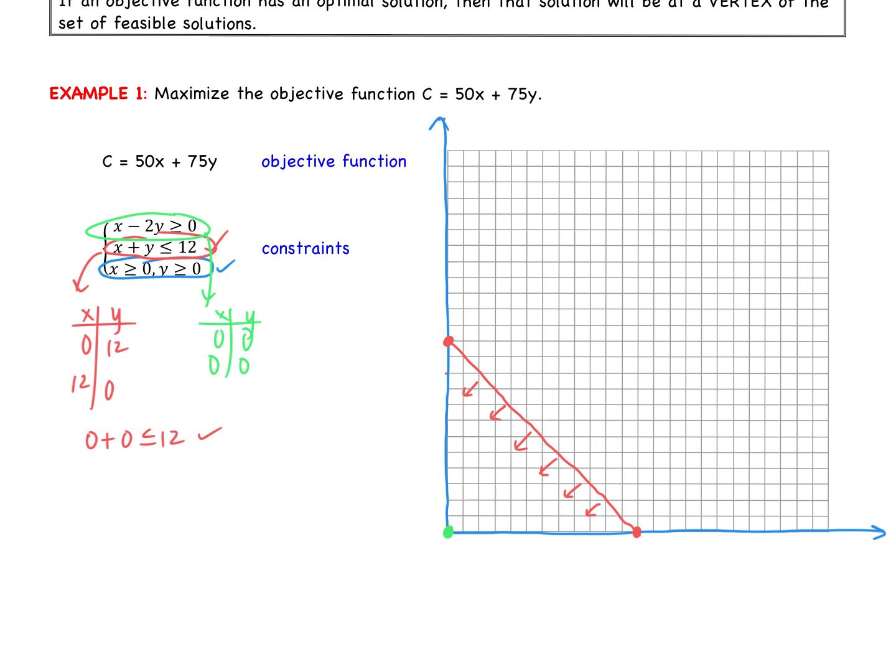What's one way I could go about graphing the rest of this line? Just plug in another point. Plug in another value. What do you want to plug in, Charlotte? 4 for x. 4 for x, okay. So if we plug in x equals 4, we have 4 subtract 2y is equal to 0. So 2y equals 4 and y equals 2. That's the point then, 4 comma 2. So we're going to graph that.